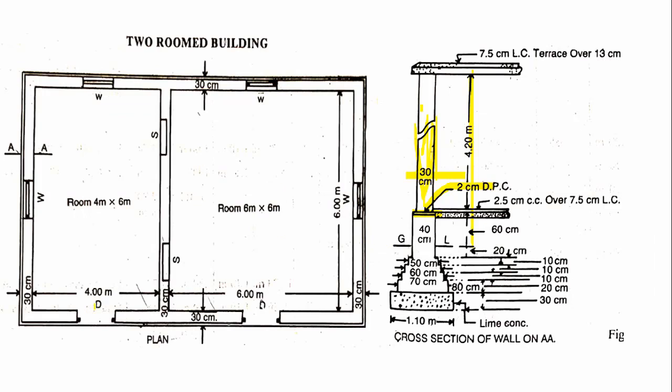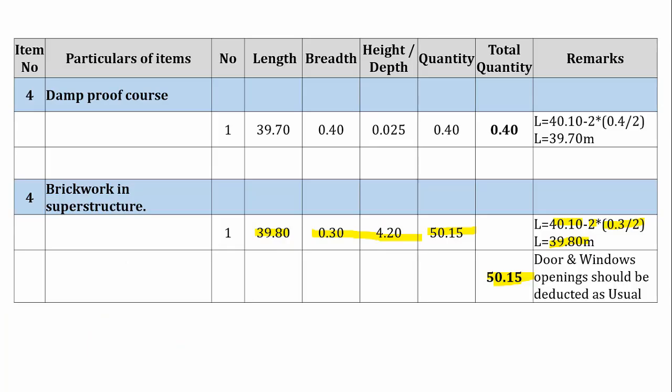Then after this, what you have to do is deduction for doors, deduction for windows, and deduction for shelf, so as to get the net quantity of brickwork in the superstructure. That easily you can do. Already we have done in the earlier classes.